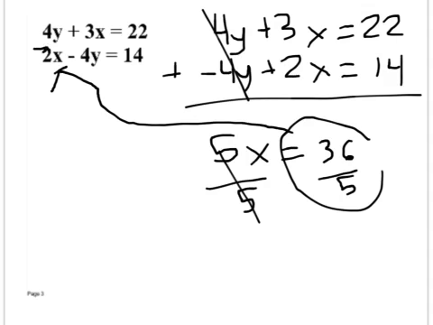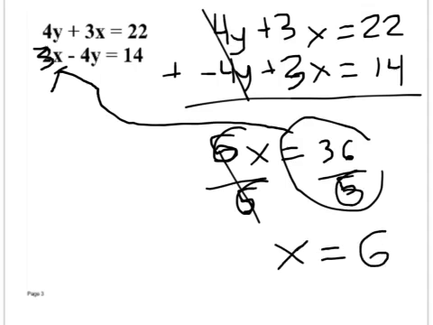Guys, I made a mistake. This is supposed to be 3x. When I copied it, I put in 2. No big deal. Okay, this makes us 6x. Divide by 6. Now it comes out even. x is 6.